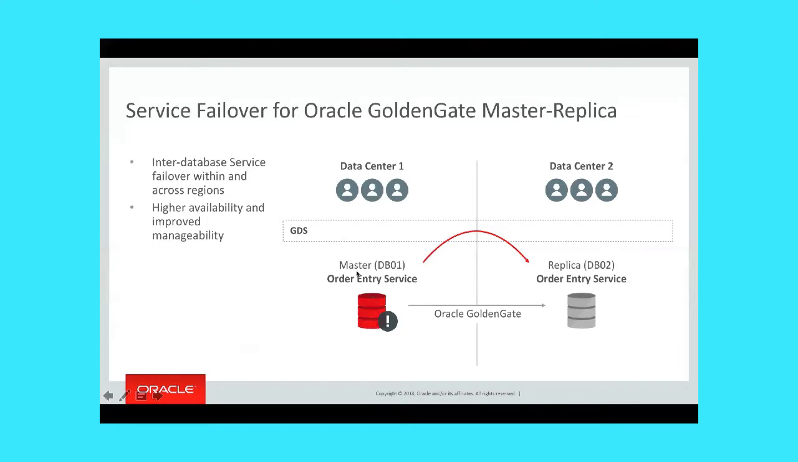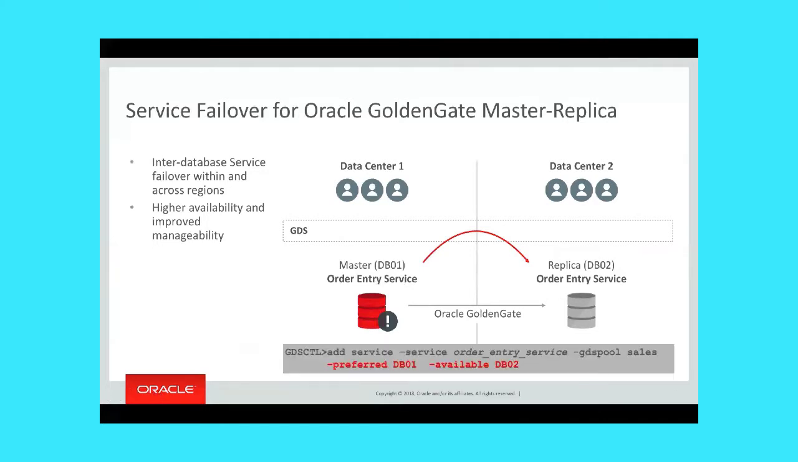One is the master, which is DB01, the replica is DB02. The order entry service is running on the master, and my goal is, if my master DB01 crashes, I want this service, order entry service, to fail over to DB02. To get that behavior, all I would do is define my global service as follows.